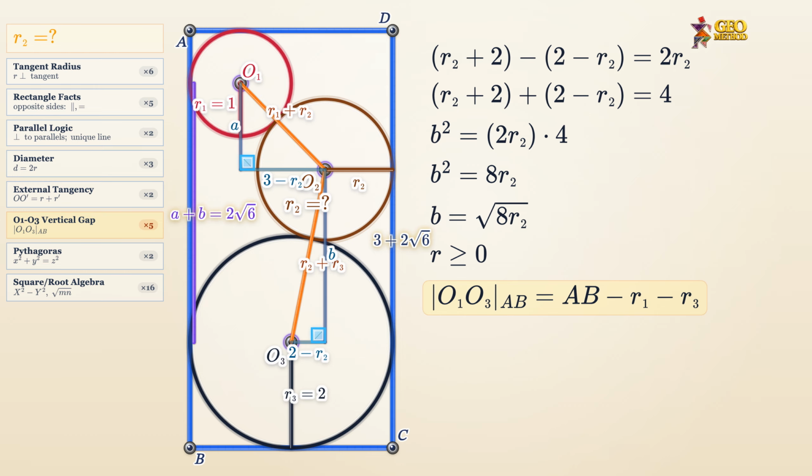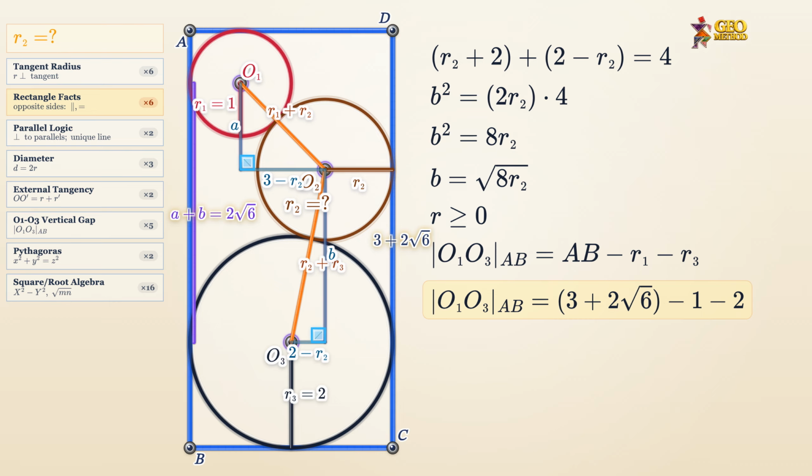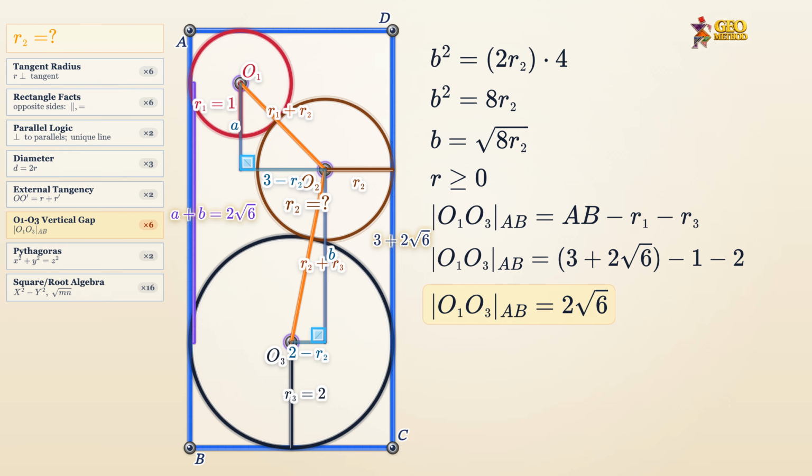Now, define the O₁ to O₃ vertical gap. The notation |O₁O₃| sub AB means the part of the O₁ to O₃ separation measured along the tall side AB. It equals the tall side minus the top radius and the bottom radius. Substitute the known values. The tall side is 3 plus 2 root 6, then subtract 1 and subtract 2. The ordinary numbers cancel cleanly. 3 minus 1 minus 2 is 0. So the O₁ to O₃ vertical gap is 2 root 6.